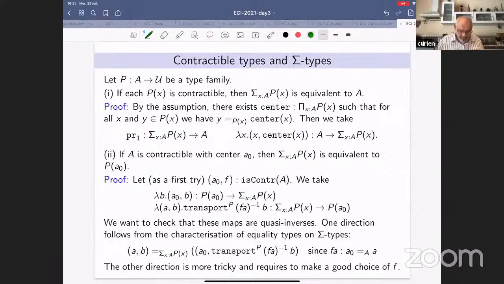So here are two very important and interesting properties, and we will use them later. Let me state the two properties. The first one is about a type family indexed by some type A. Suppose that all P x are contractible, then the total type sigma x P x is equivalent to A.